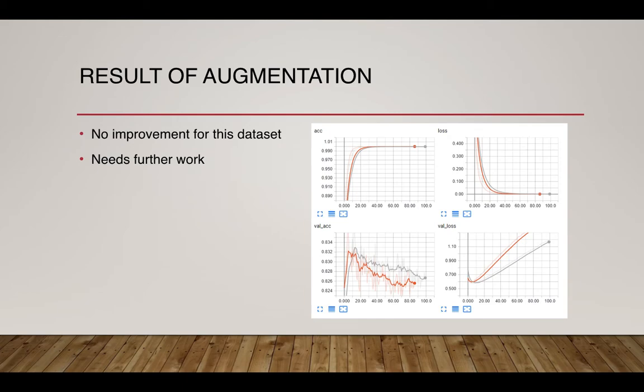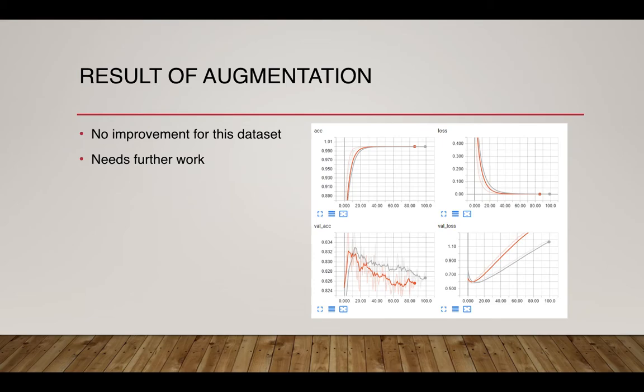Now, results of the augmentation, but unfortunately, the validation accuracy did not have any significant improvement after the augmentation. As you can see here, it actually goes down for some reason. The training accuracy did not improve, and the validation accuracy did not improve as well.